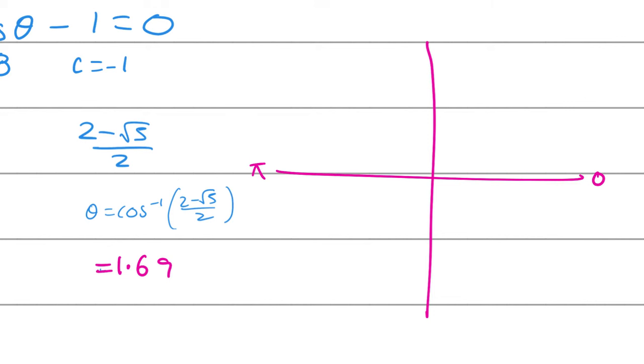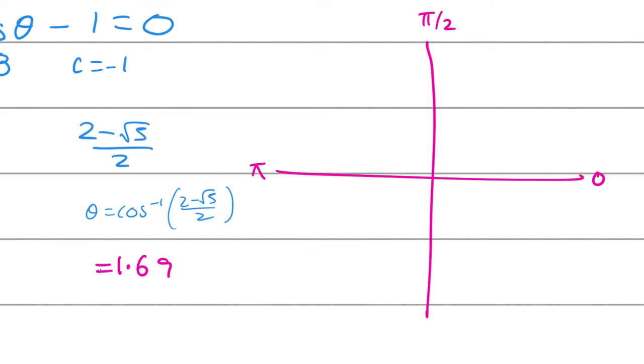Okay. So, if you think about this, what is pi? 3.1. What's half of pi? Just do pi divided by 2 into your calculator. 1.57. Is 1.69 greater than 1.57? Yes. So when we're drawing our angle from here, it's going to be roughly here.